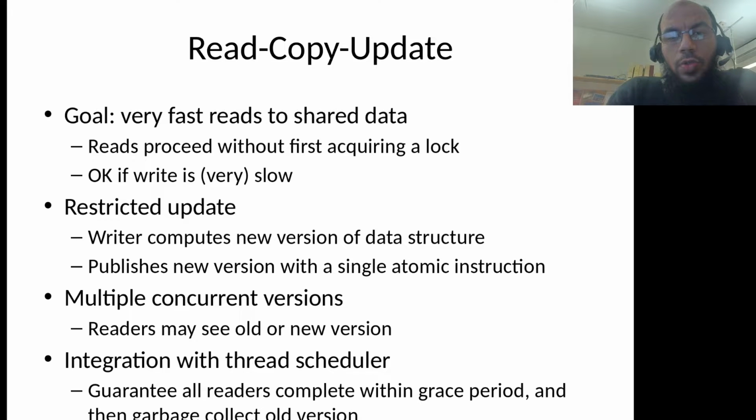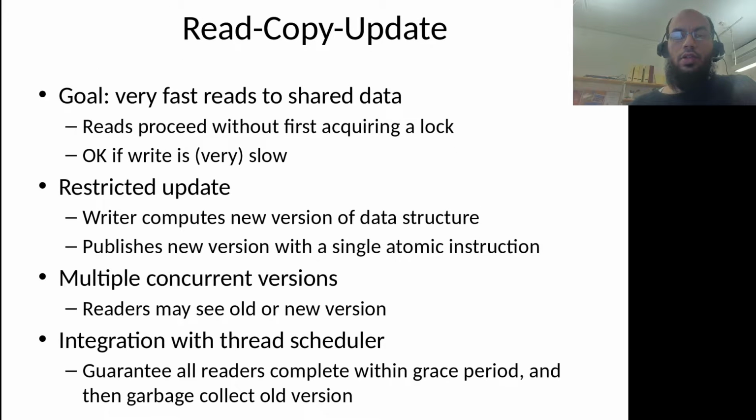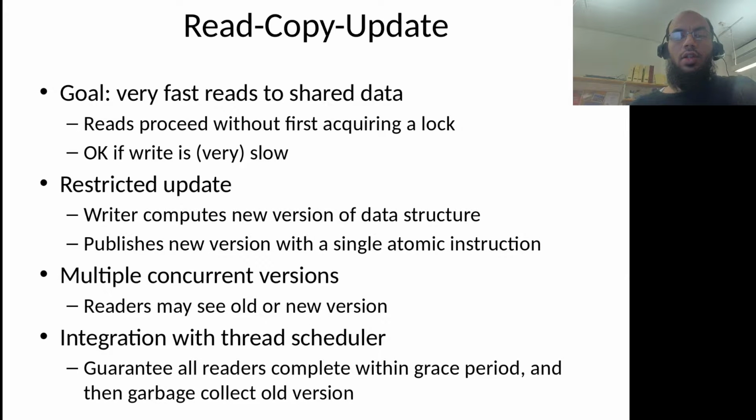So read, copy, update, we sort of talked about them a bit last time. The goal is to have very fast reads to share data, and restricted updates, and the updates, or the writes, are slower. You can have multiple concurrent versions of the same data at the same time, and you need to handle that because you have no locks on reading, but you have locks on writing. The locks on writing stop multiple threads from writing concurrently, but do not stop other threads from reading the old data at the same time.